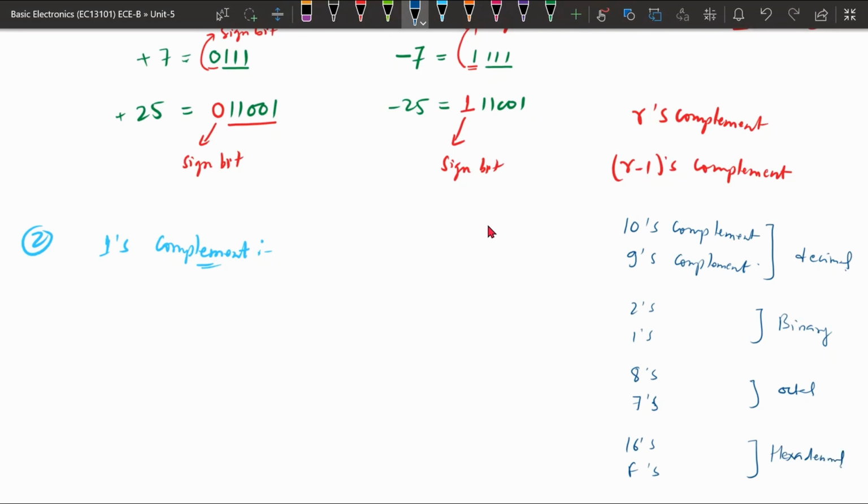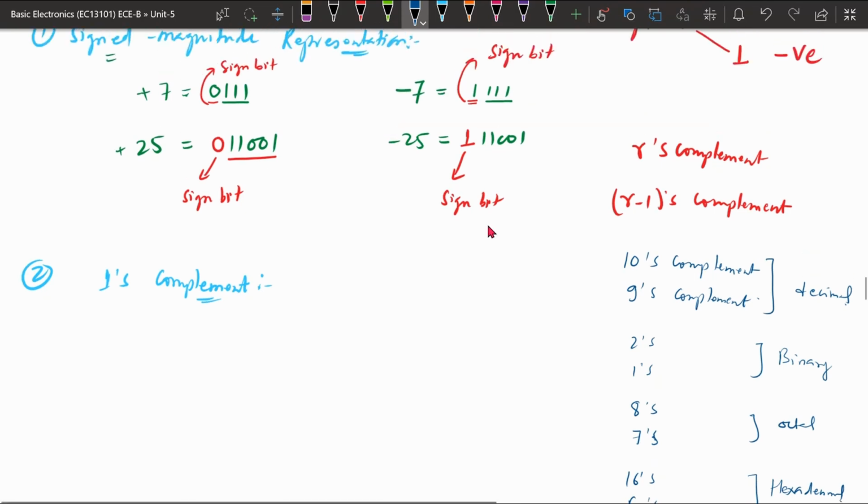We generally use 1's complement and 2's complement because in a computer system we use binary digits to represent numbers. The binary method is used for implementing a computer system, so that's why we most frequently use 1's complement or 2's complement. But there are also 10's and 9's complement, or 8's, 7's, 16's and 15's complement, based on the different types of number systems. We will just see the binary complements, that is 1's complement and 2's complement.